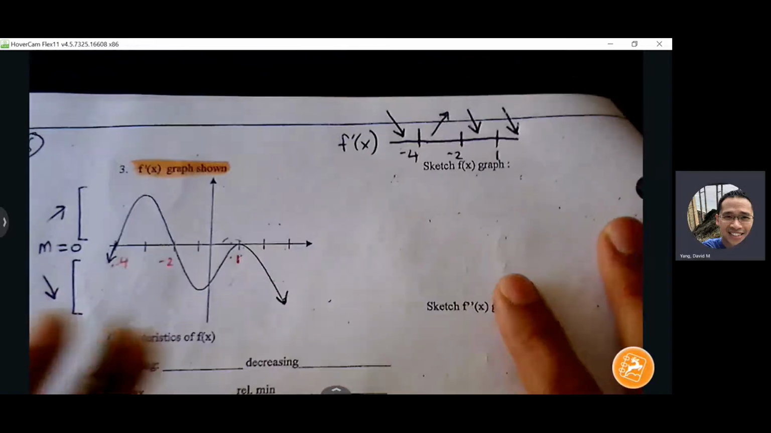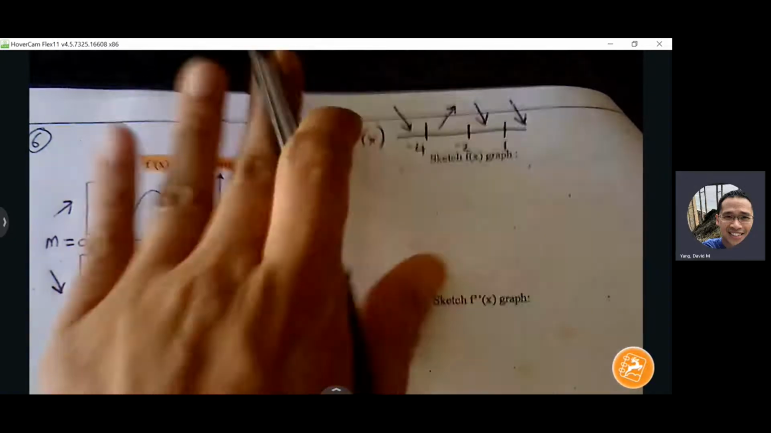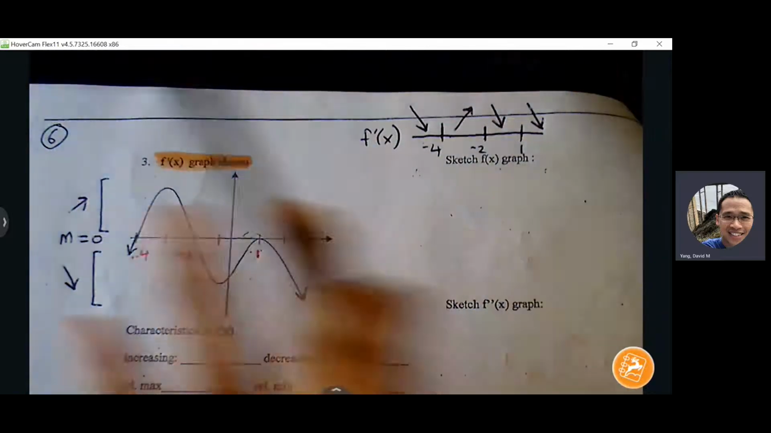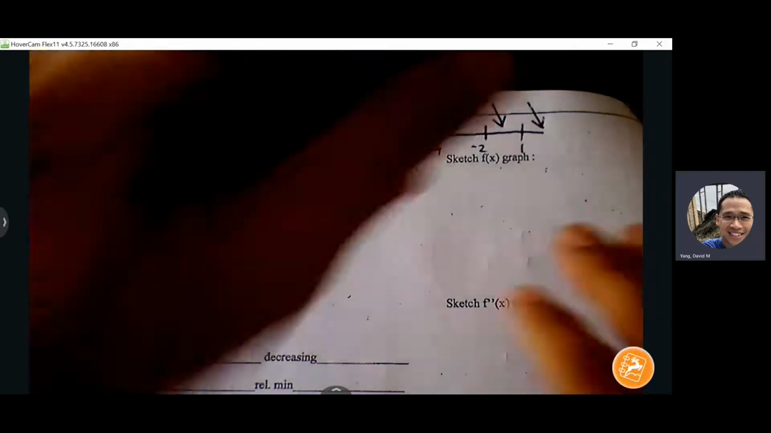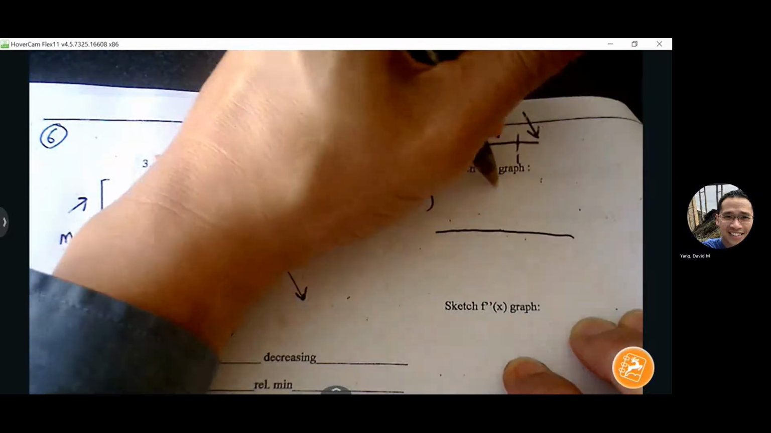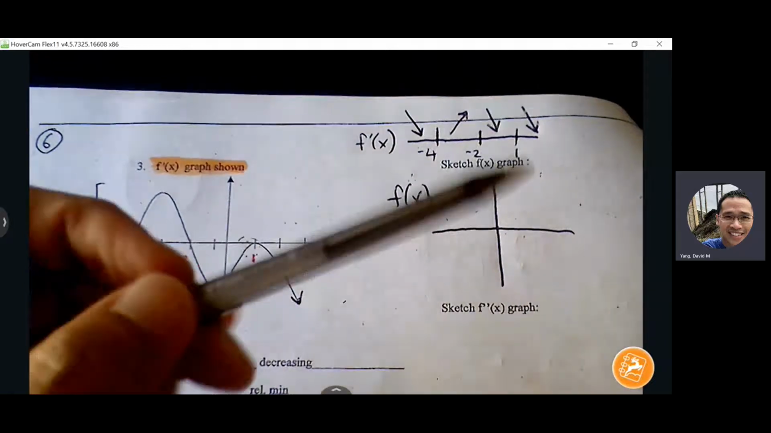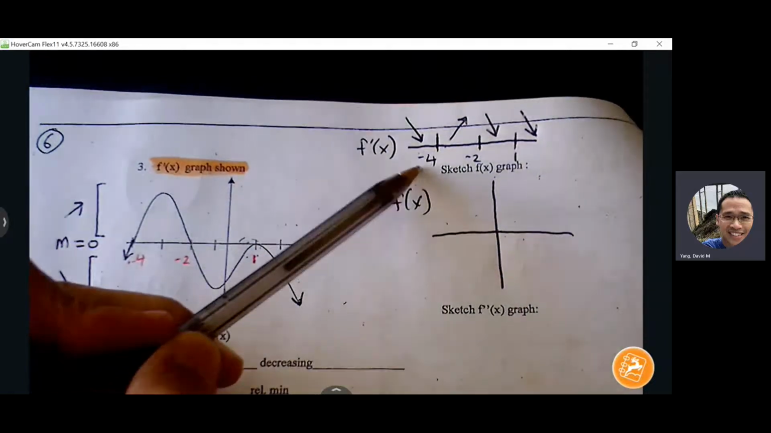Now, we want to sketch a graph that has these behaviors in terms of the arrows. Okay, so don't look at this anymore. Your original graph is going to look nothing like your derivative graph. Okay, so f of x. Now, let's verbalize some of these things that we're going to expect. What do you expect at -4?